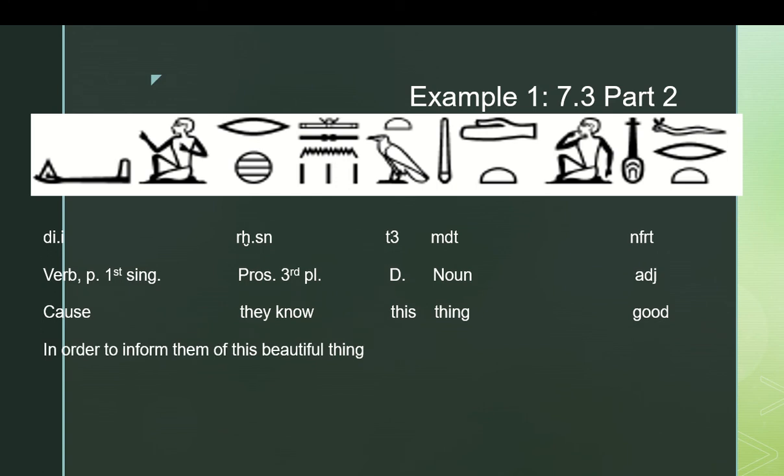So this whole part becomes, in order to inform them, literally, in order to cause that they might know, but we can just say inform because we don't need to be convoluted about it, of this good thing, this beautiful thing. The whole sentence would be, the children of the chief lector priest were brought to me in order that I might inform them of this beautiful thing.